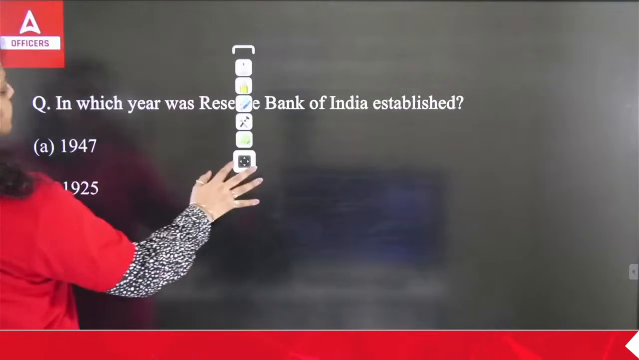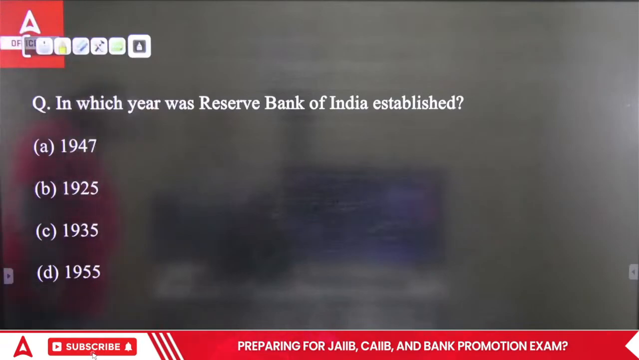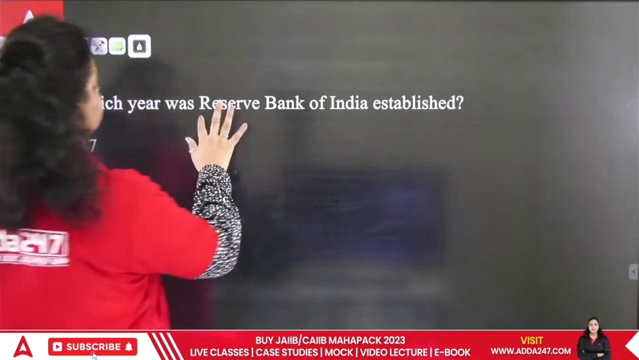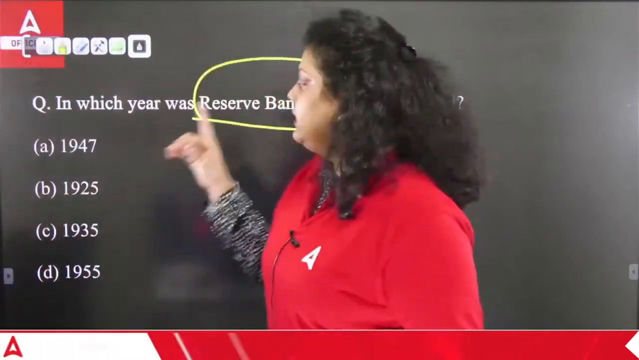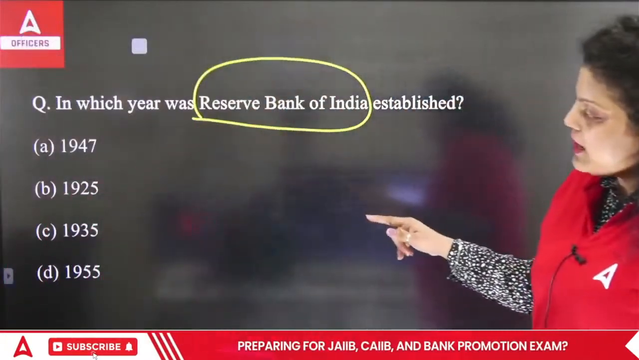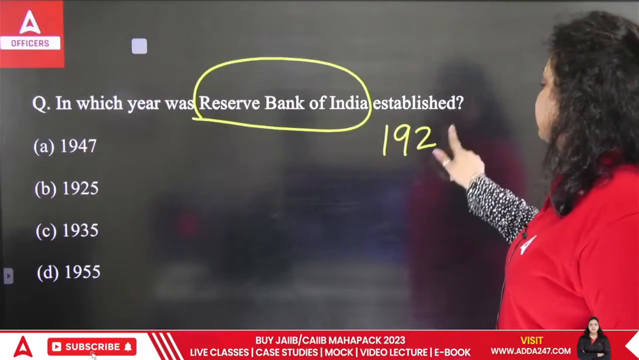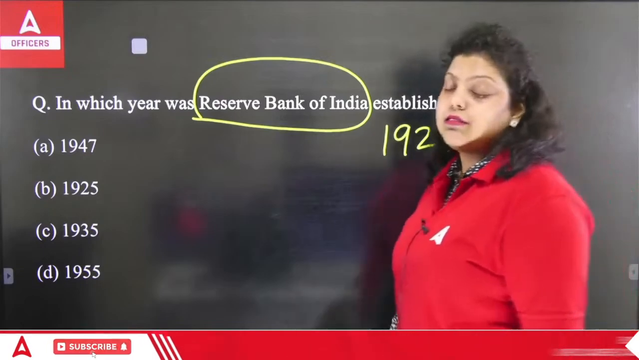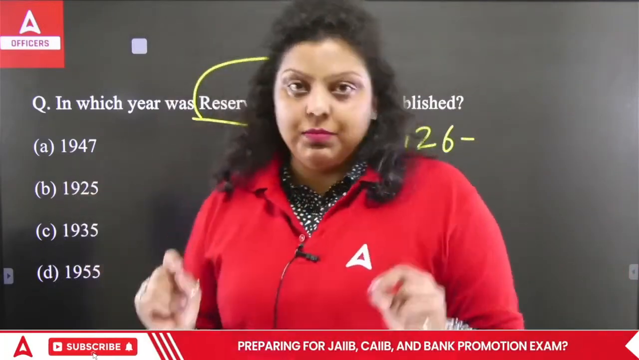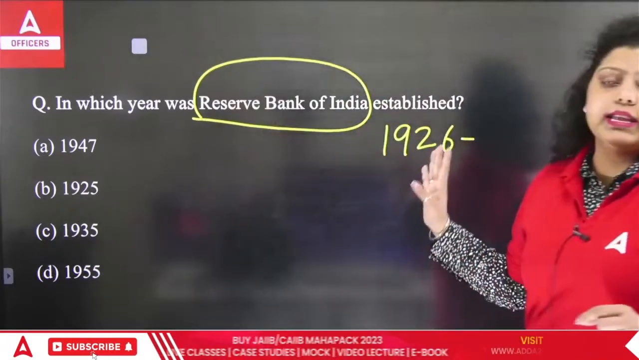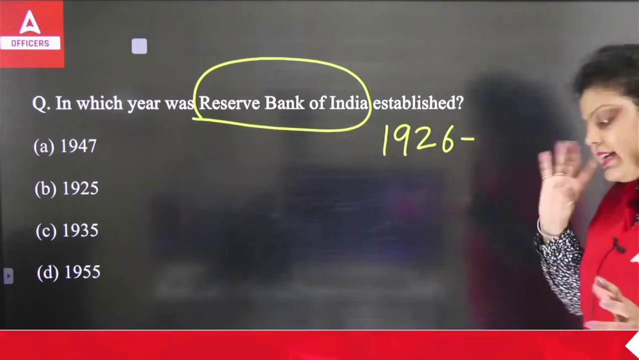Now, the second question is asking in which year the Reserve Bank of India was established. We have seen RBI's whole history. The years given here are 1947, 1925, 1935 or 1955. First of all, in 1926, the Hilton Young Commission, or I can say the Royal Commission on Indian Currency, recommended that we should have our central bank in the country. In 1928, this recommendation was rejected by the Parliament.